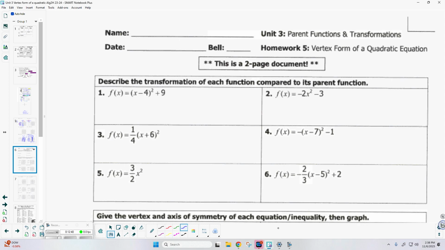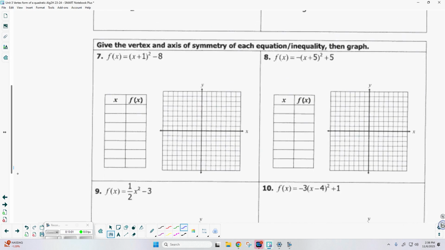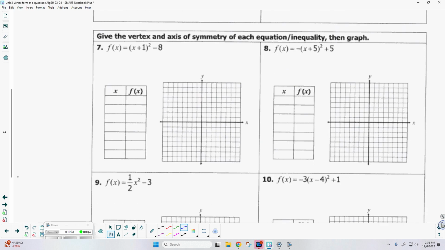No questions? We're confident with the transformations. Given a table, we can sketch one of these things, determine the vertex. Let's do one. Which one would you like? Or you just want me to choose one? Just choose one? Okay. How about, let's do number 8. Okay. So negative x plus 5 squared plus 5.